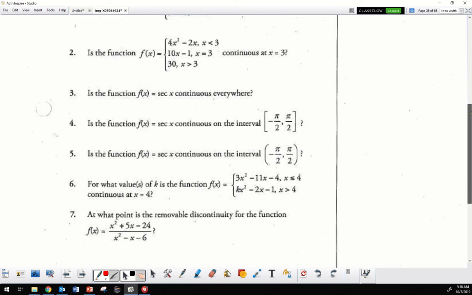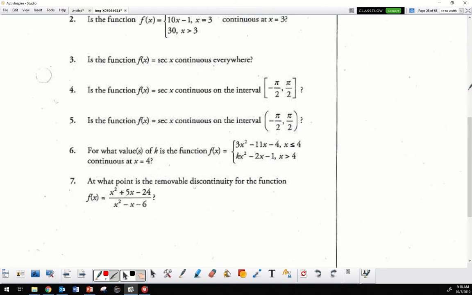Okay, you said 4, 5, 6, right? Okay, so is it continuous from here to here? So now the bracket means that it's going to be equal to, right? Now, think of it like this. We know that secant is the reciprocal of cosine, right? So I'm just going to rewrite it as 1 over cosine x. All right? So let's take a look.